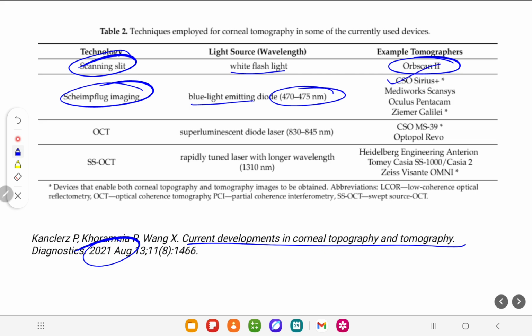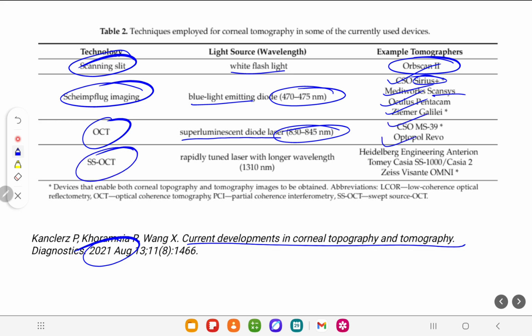So basically the CSO Sirius and Oculus Pentacam, Ziemer Galilei and Medmont, these are examples of topographers. So I have worked with Sirius a lot. And OCT based. What is OCT based? In the case of OCT based, it uses a superluminescent diode of this wavelength, so you can see these machines too.